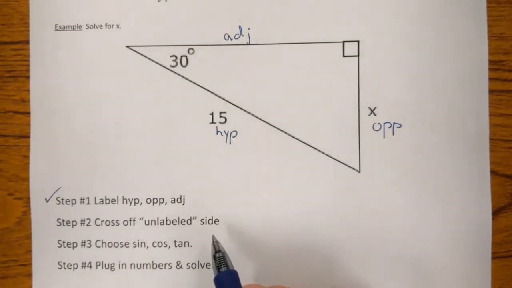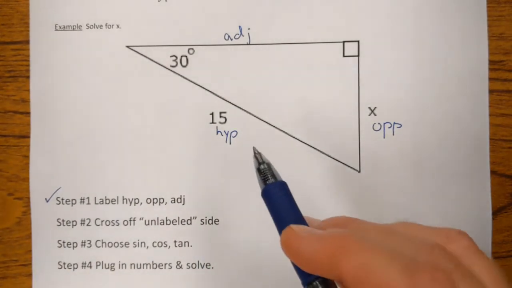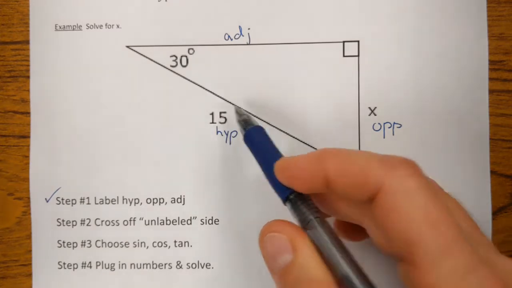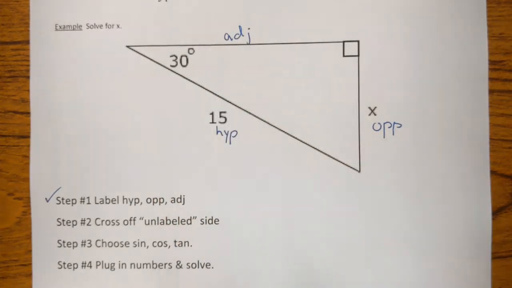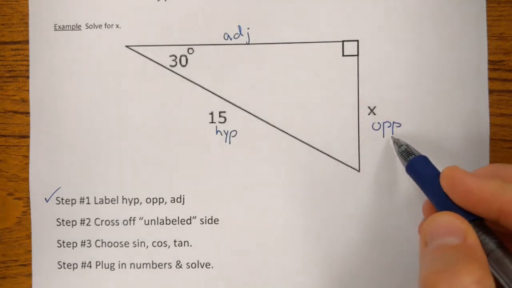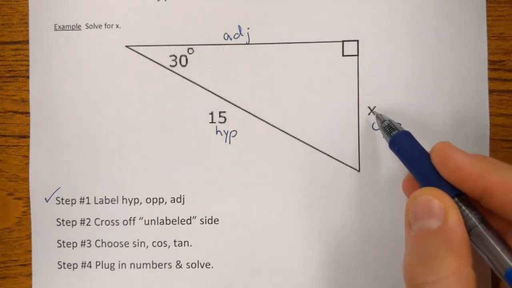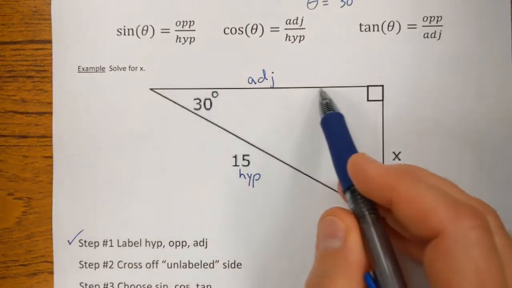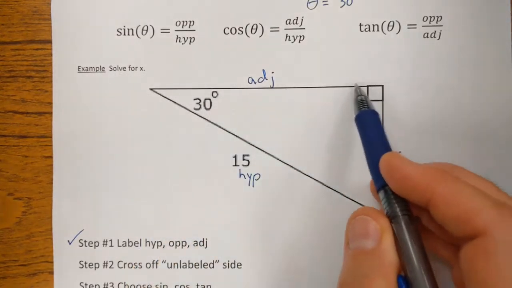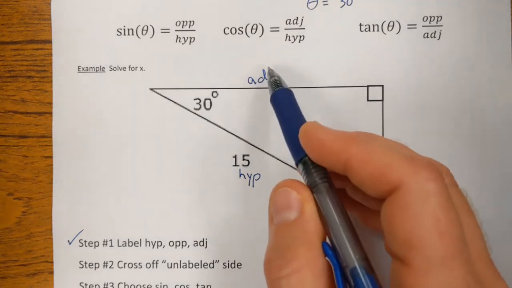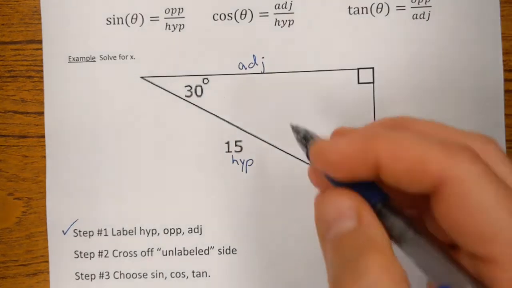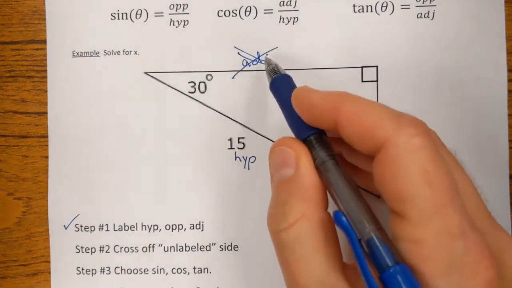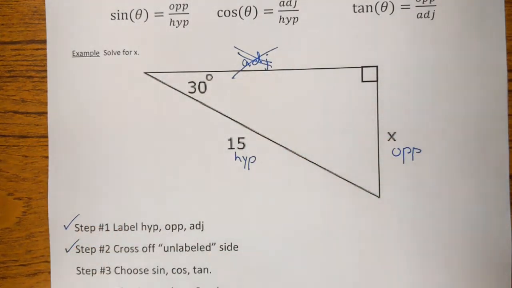So step number two, we're going to cross off the unlabeled side. Notice the hypotenuse side here has a clear label. It's 15. Okay, well, I'll say it's 15 inches. This just says 15. And the opposite leg is also labeled here with the x. This is the side that we're trying to find. But notice that this adjacent leg right here has no label. We do not know how long it is, and frankly, we're not even trying to figure out how long it is. We're going to cross that off. I call this the unlabeled side. In this case, it was adjacent.